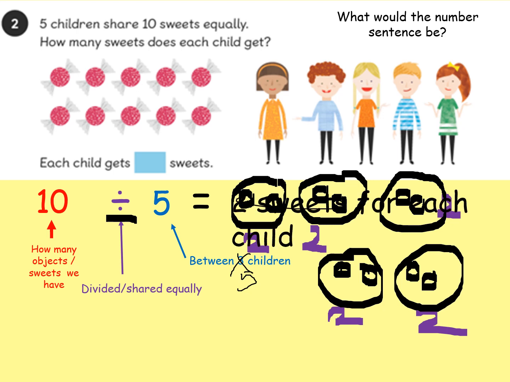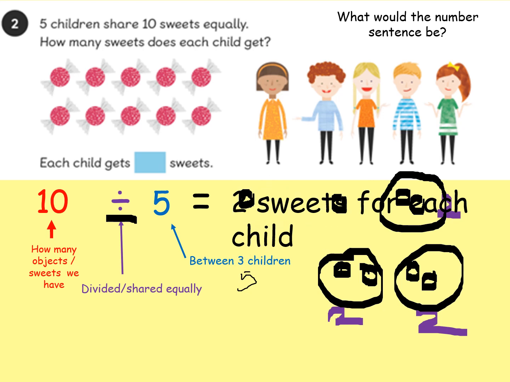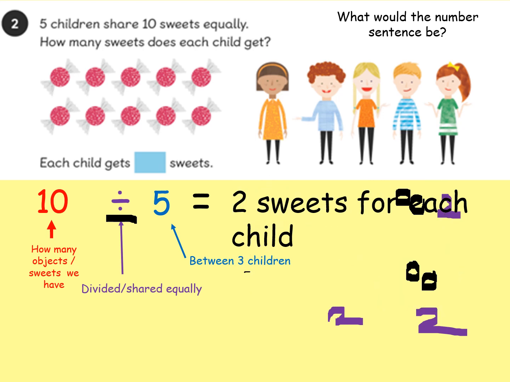I know you can't see that. Oh, look what I'm doing. Let's rub it out. Okay, because each child gets 2 sweets. Is that what you got when you drew your picture? I bet you did, didn't you? Well done, guys. Let's have a look at the next one.